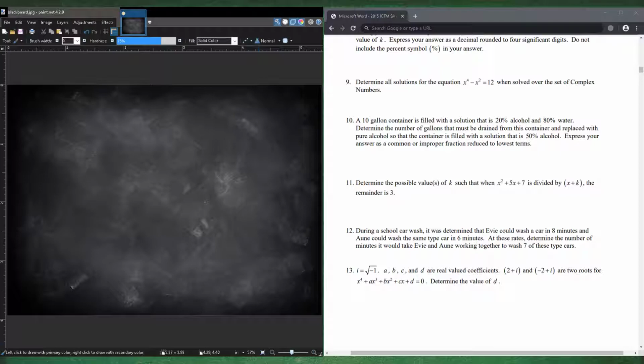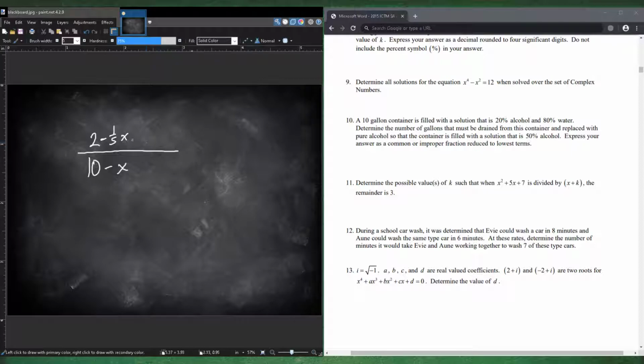And now we're at number 10. A 10-gallon container is filled with a solution that's 20% alcohol and 80% water. So we have 10 gallons in the beginning. If it's 20% alcohol, that means there's 2 gallons of alcohol. Determine the number of gallons that must be drained from the container. So let's say we drain x. That means we drain 1/5 of the alcohol, right? Because 20% of the container is alcohol. So if we drain x amount, then 20%, which is 1/5 of it, is drained.